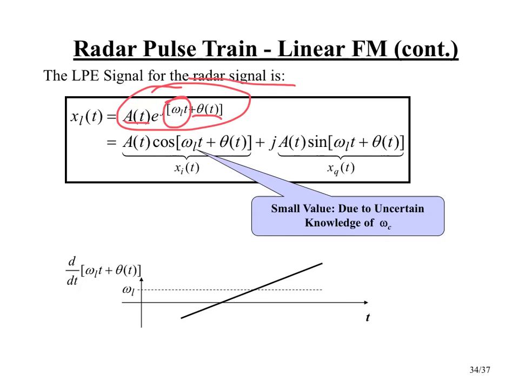And suppose we get it close enough so that omega sub L is fairly small, but not so big that it would cause problems. So if we take the derivative of this, we're now going to see a straight line that in the center of its extent goes through this small number, this small offset frequency omega sub L.